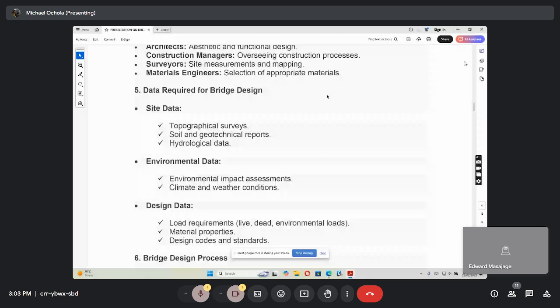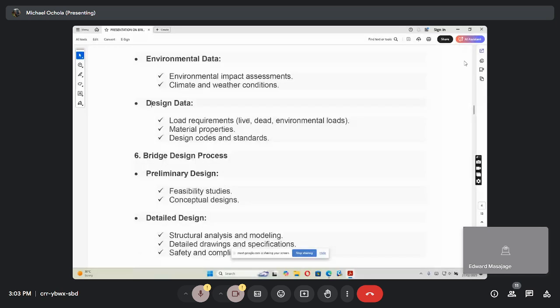So then the design data, this one I brought to you, but it's also good to read about. We have design data. We have load requirements: live load, dead load, environmental loads. Help me and read about this one. For buildings, we use a lot of live loads. When it is bridges, this live load translates into traffic load and pedestrian load. The pedestrian load can be crowd loading.